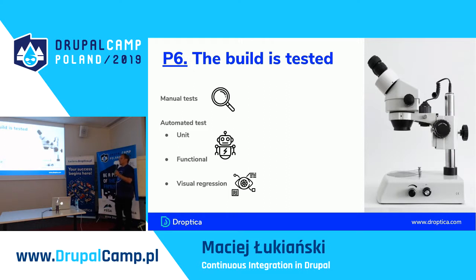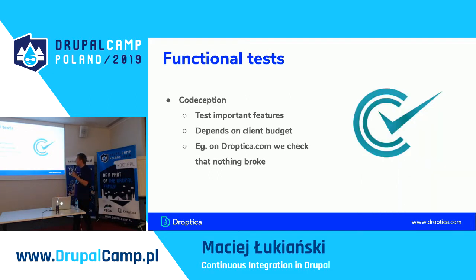We do a lot of automated tests. Mostly these are functional tests and visual regression tests. I'm going to talk a little bit about these types of tests here, starting from functional tests. In Droptica, we use Codeception. We try to test all projects. Of course, it depends on budgets and all sorts of things, but it's a really good way.